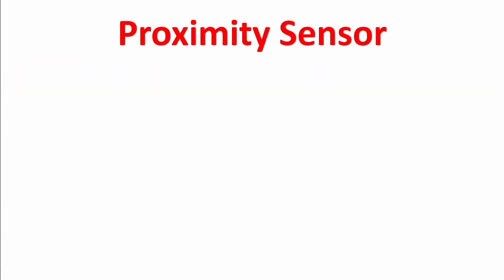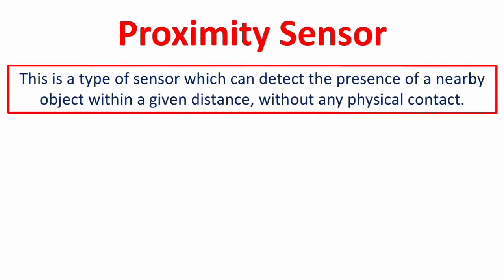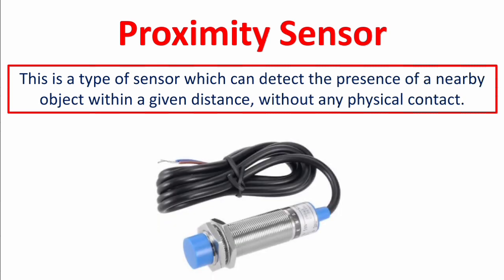Now come to next. Next is the proximity sensor. What is a proximity sensor? This is a type of sensor which can detect the presence of a nearby object within a given distance without any physical contact. You can see here, this is the proximity sensor. In this sensor, a transmitter transmits electromagnetic radiation or creates an electrostatic field, and a receiver receives and analyzes the return signal.